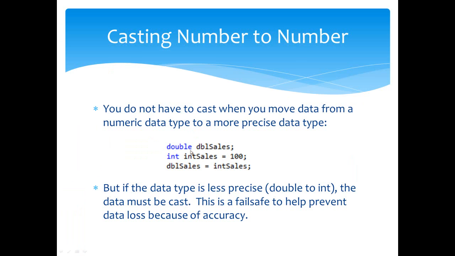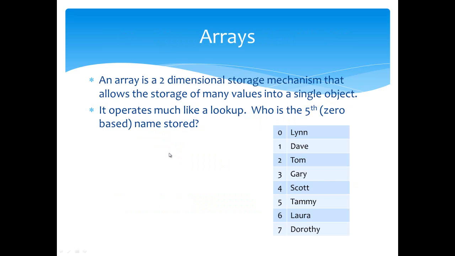Okay. So again, you do not have to cast when you move data from a numeric data type to a more precise data type. And a double is more precise than an integer is, so I don't have to do it, but I would recommend you do it anyway. Okay. Now, let's talk real briefly.